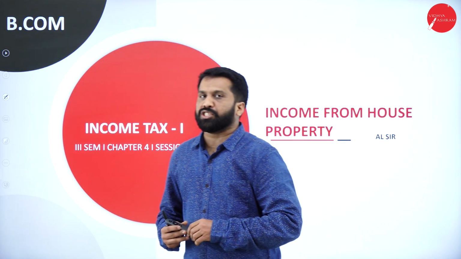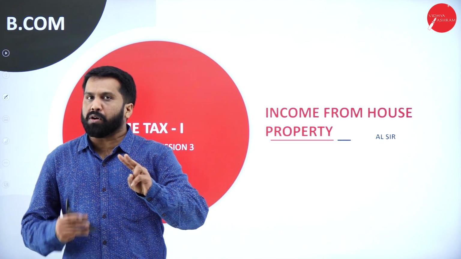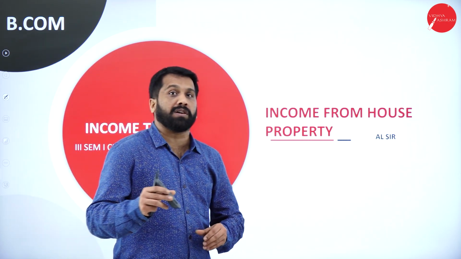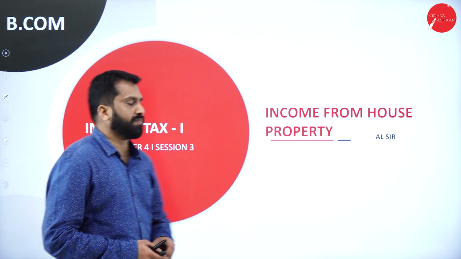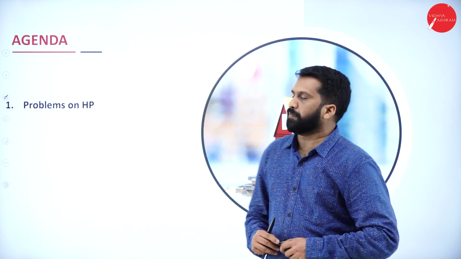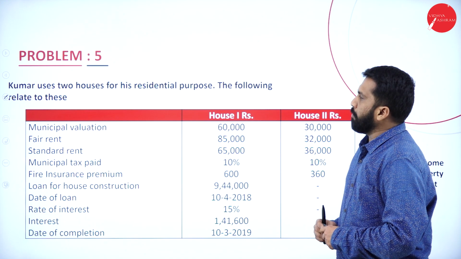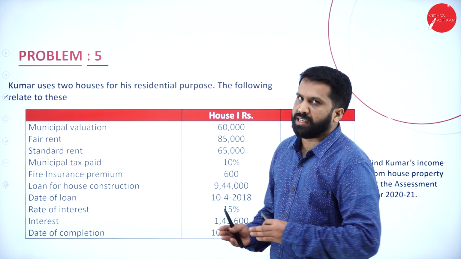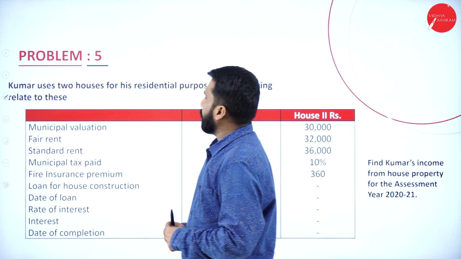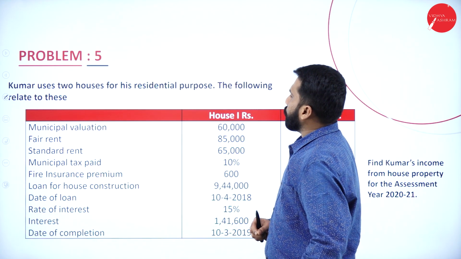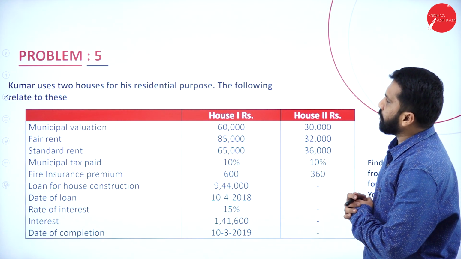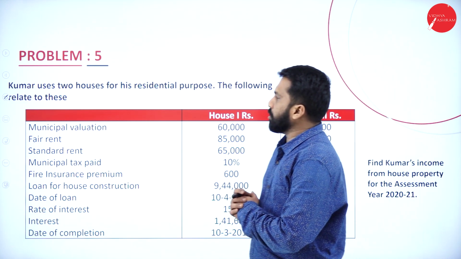So in today's session we will do 2 problems. One problem I already have the answer for, I will explain it to you, and one more problem we will work out in today's session. The agenda is very simple: the problems on house property. Your problem number 5. We have done 4 problems in the previous sessions, and now we are doing problem number 5. In this, Kumar uses 2 houses for his residential purpose. The following relate to this. These are the informations we have.